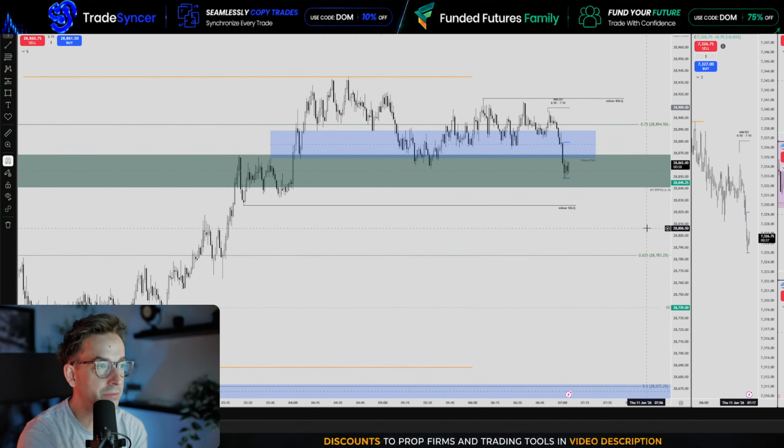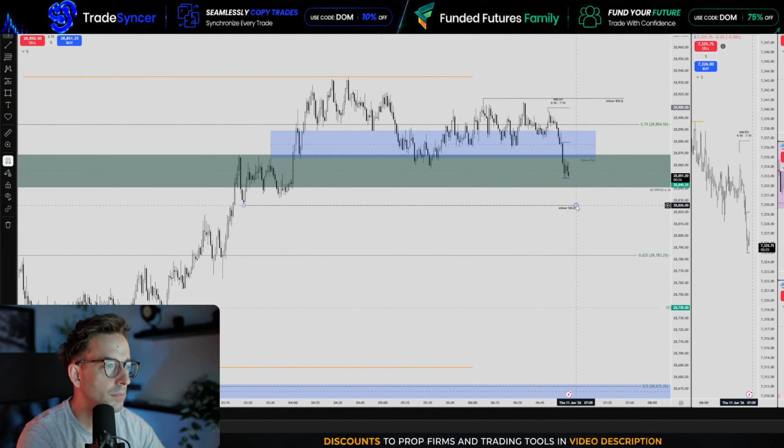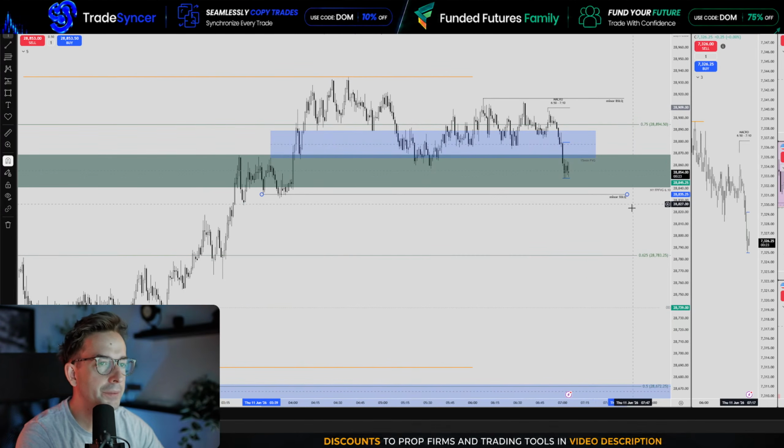I know a lot of my fellow friends, they're either ICT or volume profile or a mix of both. Is order flow volume profile? Is that what you mean by order profile?